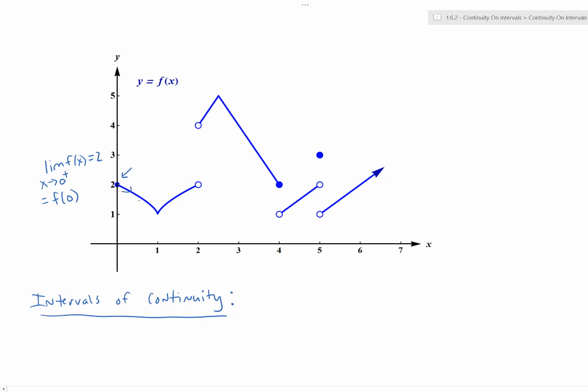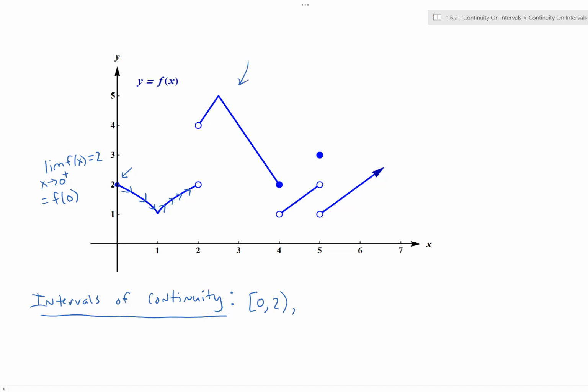And then as we move through our graph, continuous, continuous, continuous, but then we get to x is 2 and we are no longer continuous, right? At least from the left, because the function at 2 is not defined. So the first interval of continuity would be the interval closed at 0 and then all the way to 2, but open at 2. So that's that first little piece of the graph.